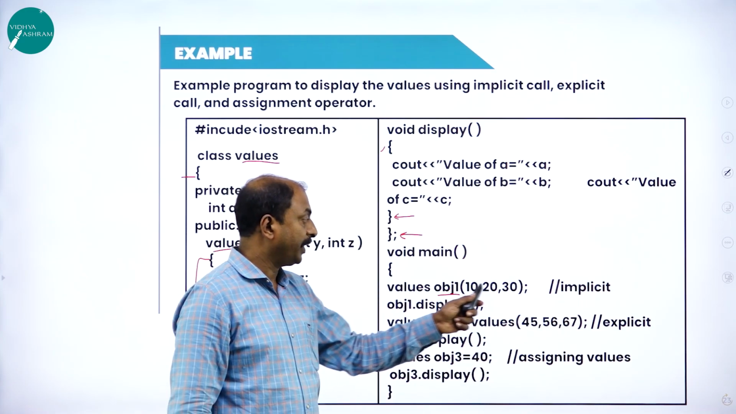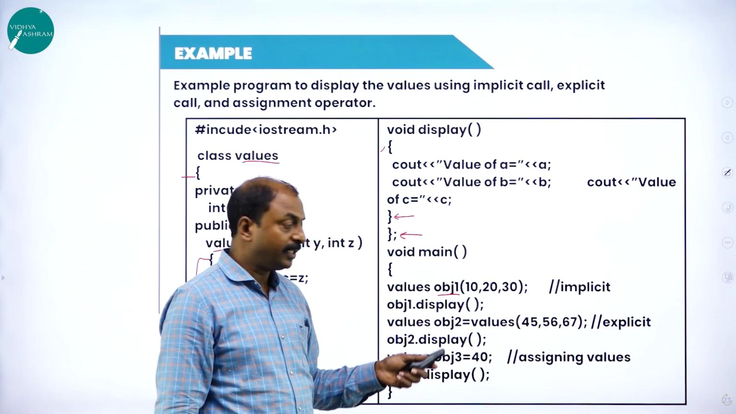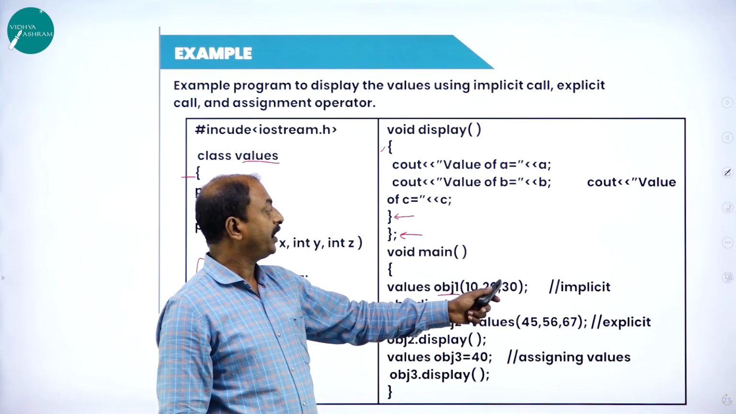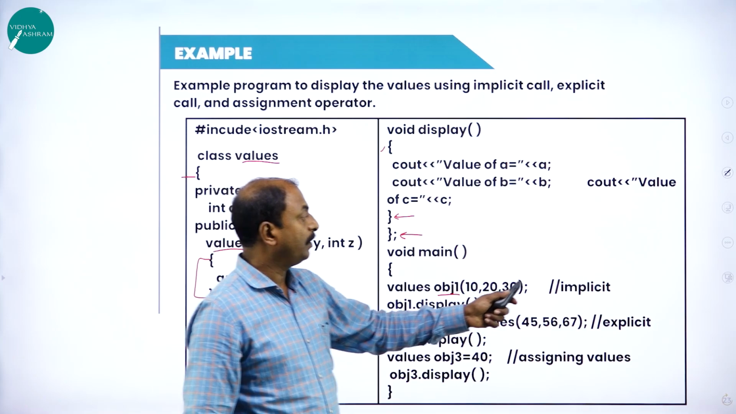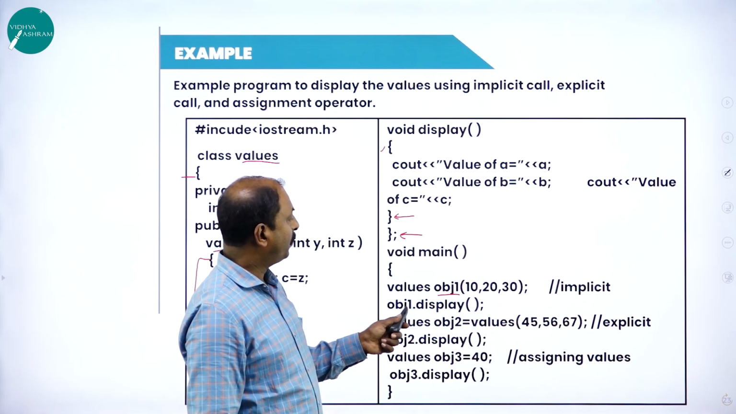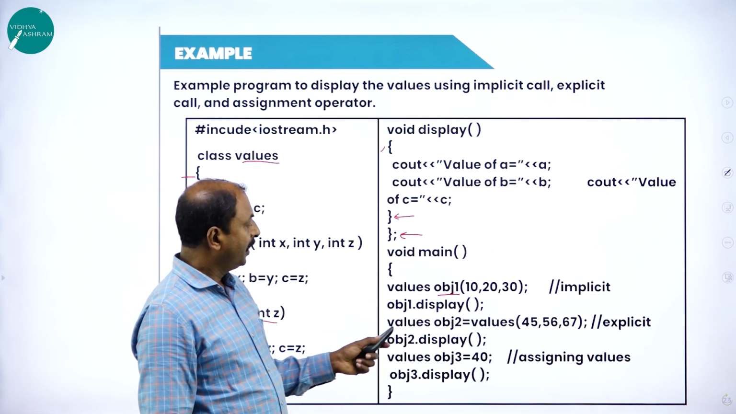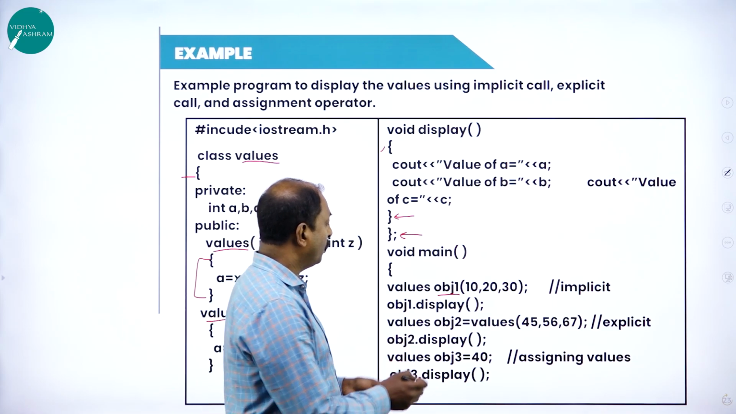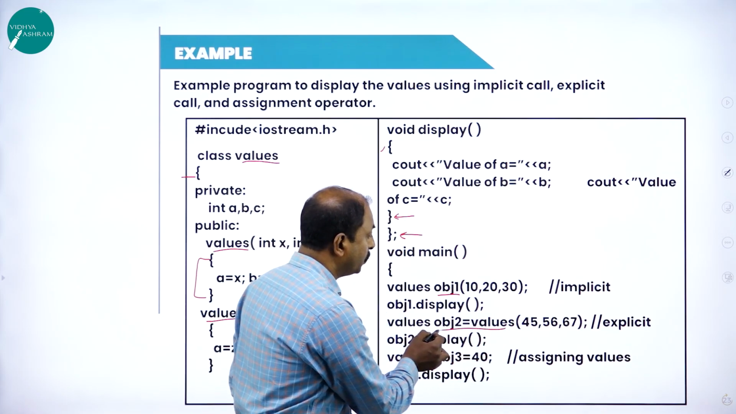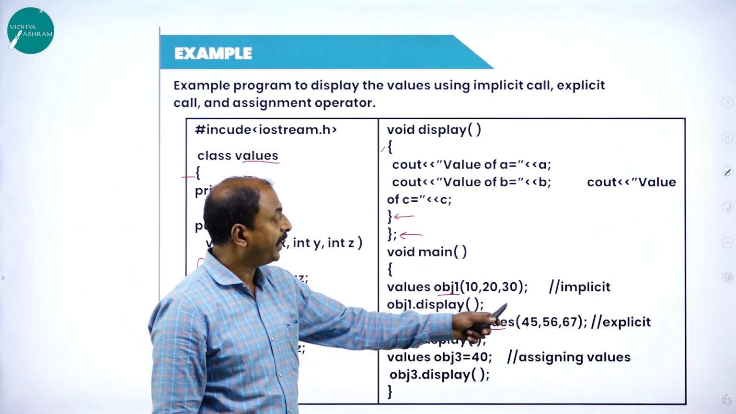Suppose you write a statement like this inside the main function, this means nothing but we are invoking the constructor implicitly, or it is implicit call. Then obj1 dot display, we are calling this function. Next one is values obj2 equals values, and these are the parameters or the values inside the parentheses.